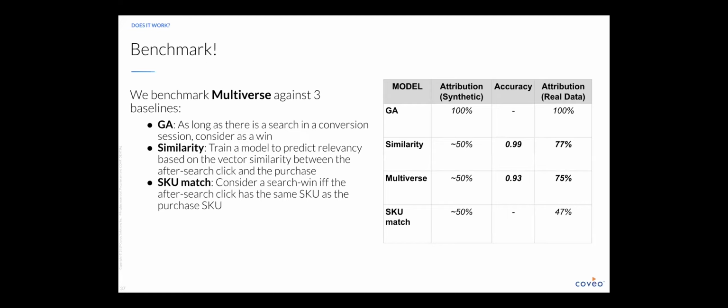Because, for example, if you're searching for Lakers and you click on, I don't know, a pair of shirts, but then you're gonna buy the Lakers jersey, I think there's an argument to be made that the search was actually relevant, the search was actually important, but the SKU match strategy is gonna completely lose this kind of similarity.